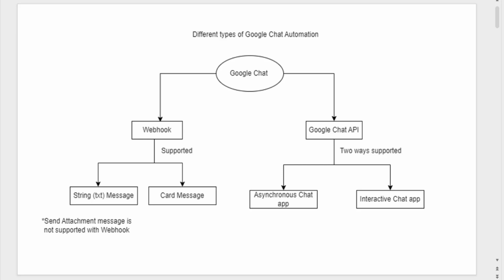Google Chat API. With the Google Chat API, we have two options: asynchronous Google Chat app and interactive chat app. Asynchronous chat app doesn't require user interaction. In the next section of the video, we'll go deeper into each method and explore how they can be used for automation in Google Chat.